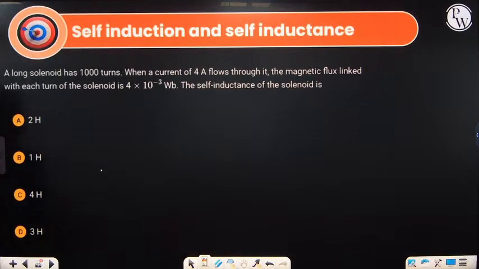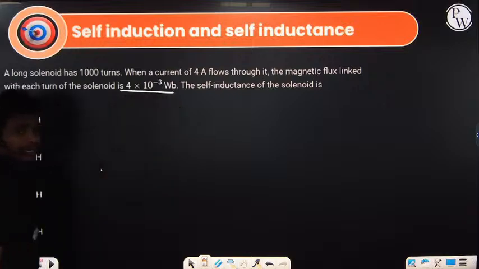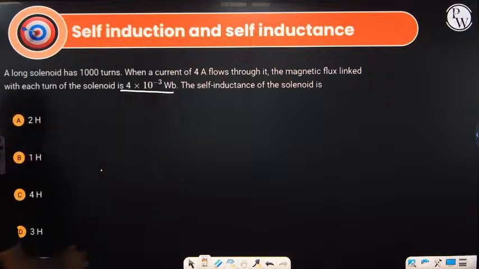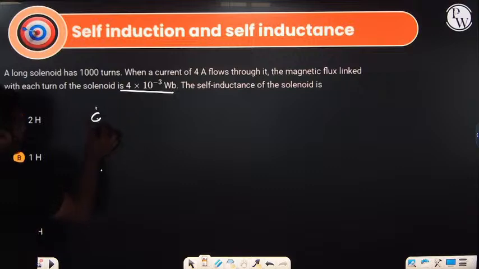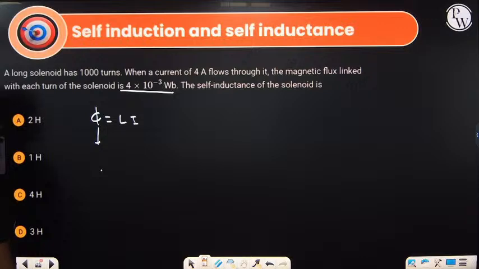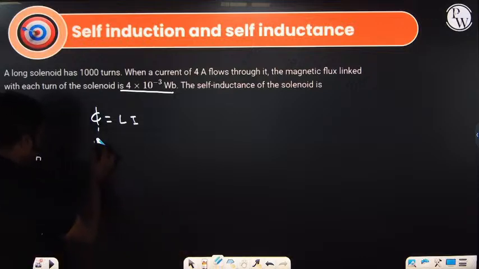A long solenoid has 1000 turns. When a current of 4 ampere flows through it, the magnetic flux linked with each turn of the solenoid is 4 into 10 to the power minus 3 Weber. The self-inductance of the solenoid is given by? Again, phi is equal to L into I. The magnetic flux is linked with each turn of the coil, so what is the total flux?